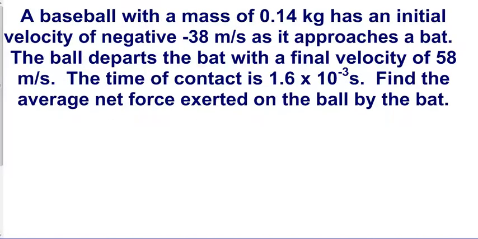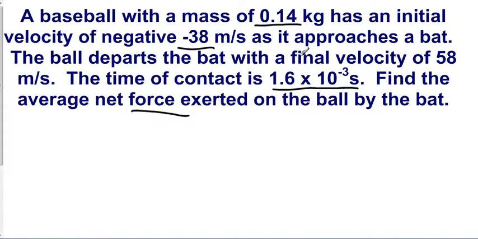A baseball with a mass of 0.14 kilograms has an initial velocity of negative 38 meters per second as it approaches a bat. The ball departs the bat with a final velocity of 58 meters per second. The time of contact is 1.6 times 10 to the negative third seconds. Find the average net force exerted on the ball by the bat.